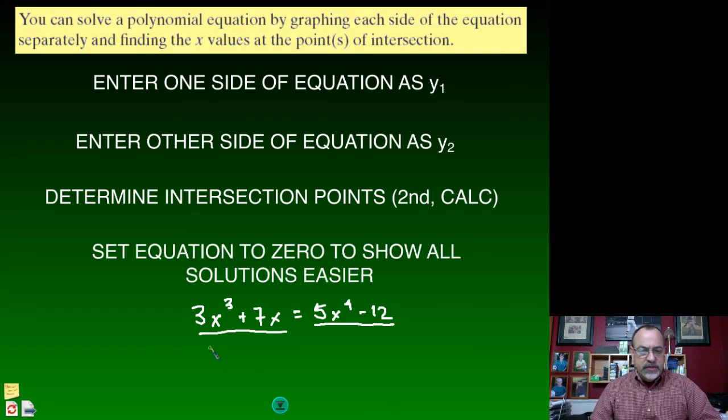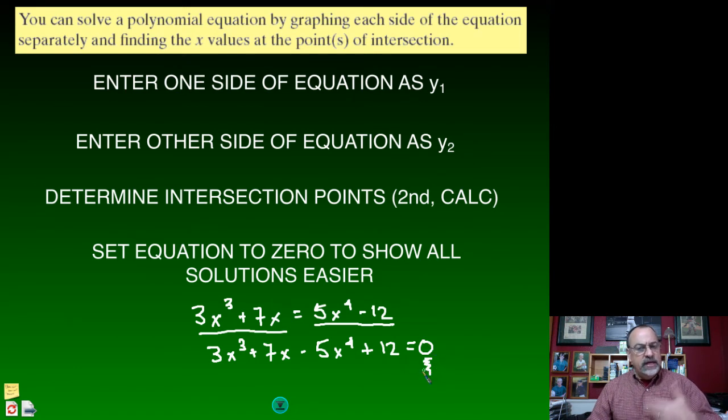Meaning, if I take this 3x cubed plus 7x, and then subtract the 5x to the fourth, so it's on this side, and add 12, so it's on this side, and I move everything to one side, you'll notice that it's equal to 0. That's a y value of 0, and as we've been talking about, that y value of 0 is on the x-axis. So in that case, I would only need to graph this as y1 in my calculator, graph it, and then look for the x-intercept, or the zero. I would use the zero function on my calculator.